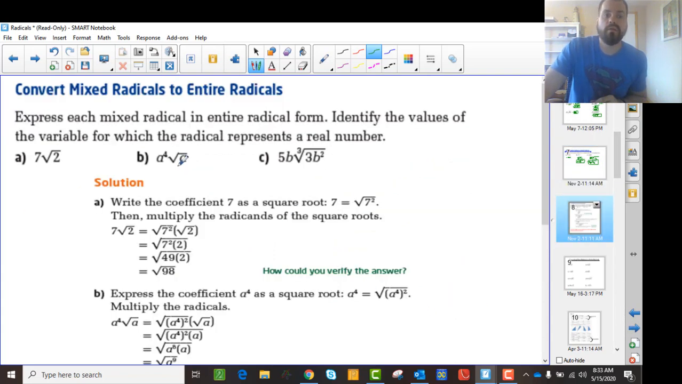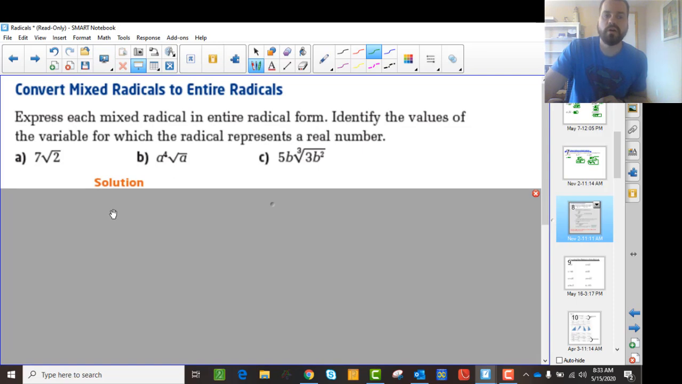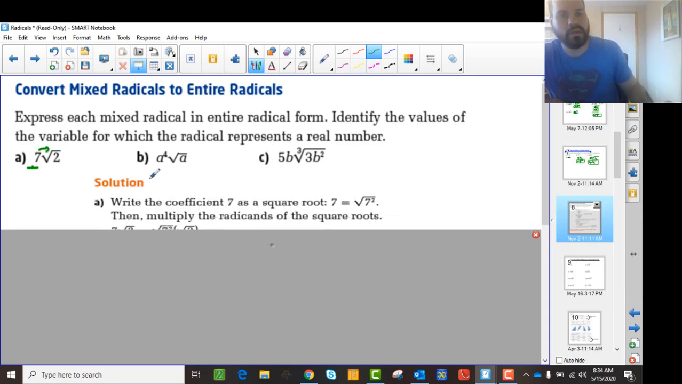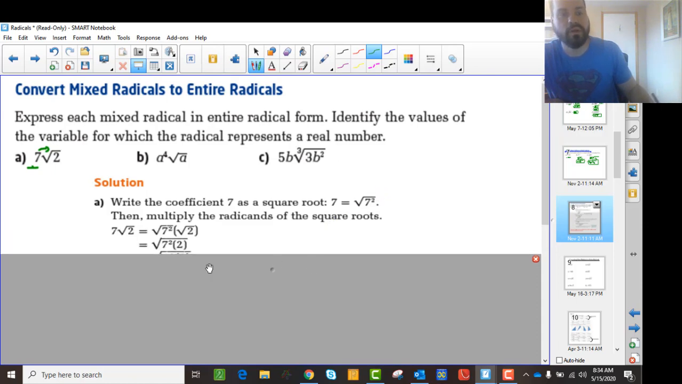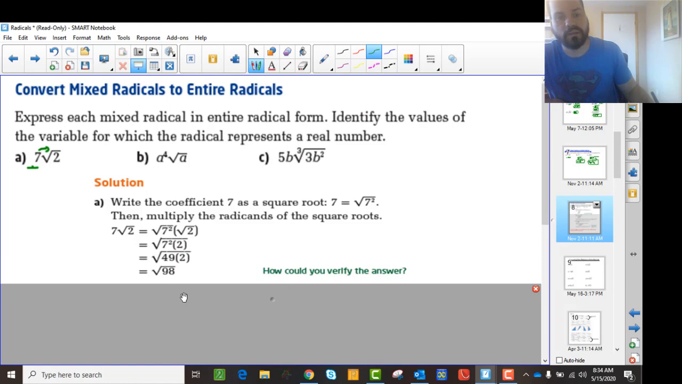So that's how you switch from entire to mixed. Okay, now the question then is, how do I go backwards? And actually going backwards is much simpler, because all you do is raise whatever is out here to the index and put it in there. For example, it's 7 on the outside. So you raise it to the index, which is 2, and you write it underneath. It becomes 7 squared. Okay, and then you just multiply them together. So you make it root 2 times 7 squared, and that's 49 times 2, and so you get the square root of 98.